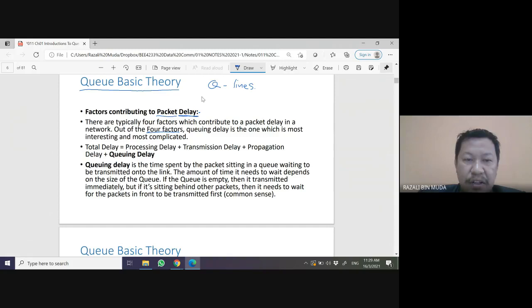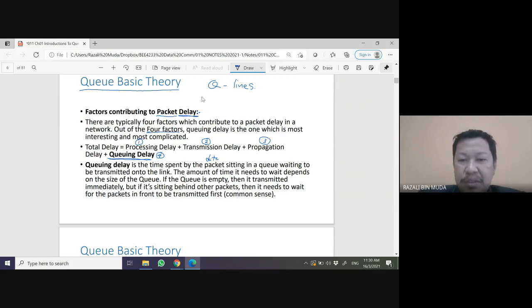So what are the 4 factors? First is processing delay. Second is transmission delay. Third is propagation delay. And fourth is queuing delay. This is what we are going to touch today. Queuing delay is the time spent by a packet, also known as data, sitting in a queue waiting to be transmitted into the link.